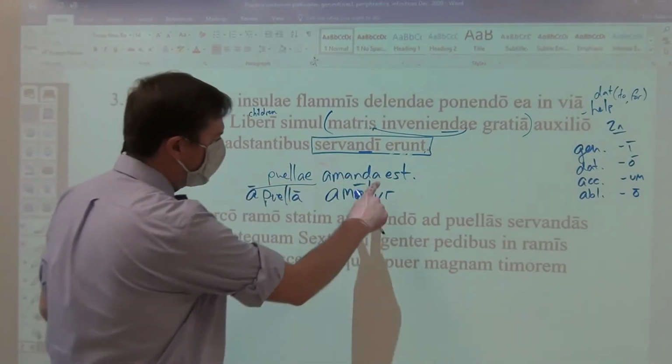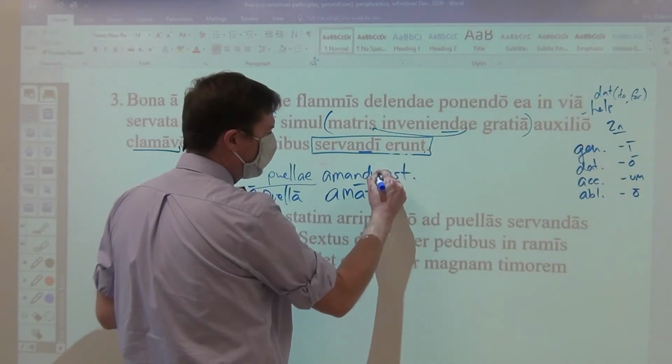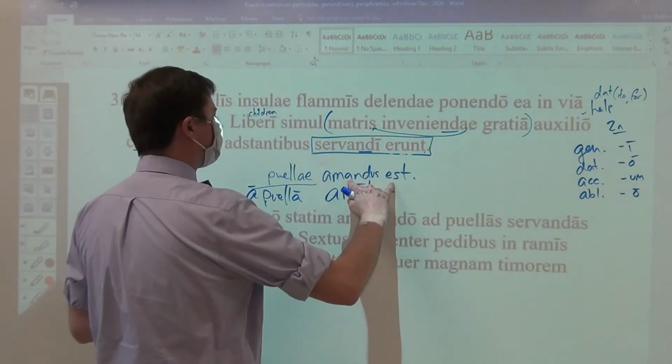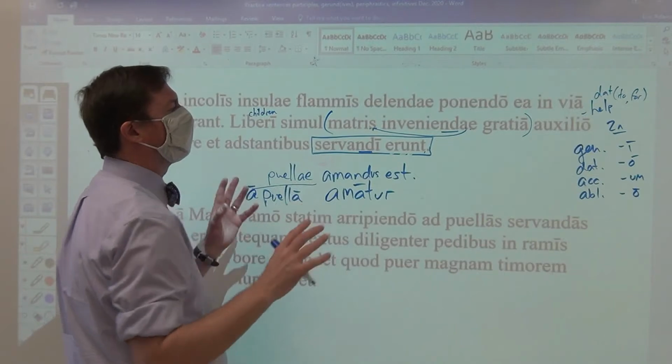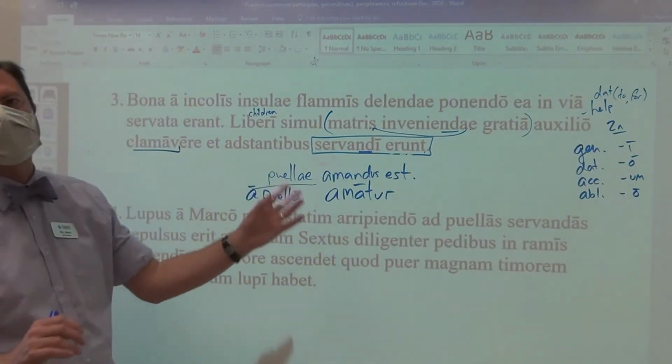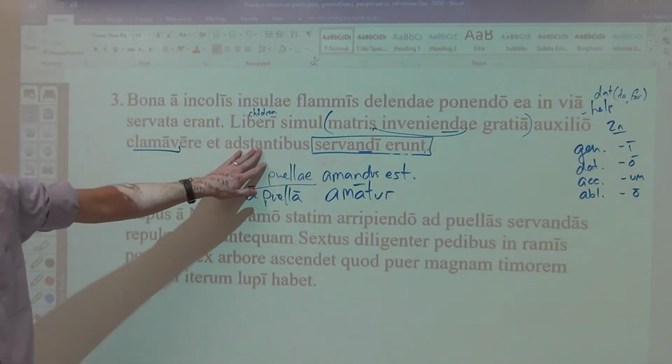She, and I know it's she because of Amanda, so I want to make it a he. I can change that to Amandus. He must be loved by the girl. Normally datives are translated to or for, but when they're showing the agency, it's by.